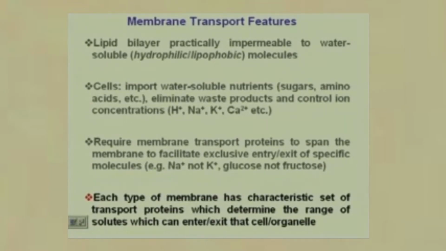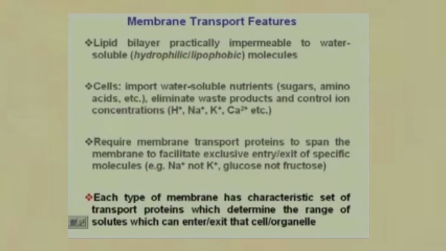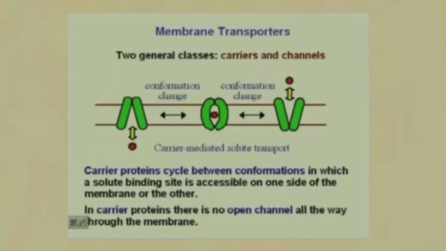It is like a security control. Each of these membrane proteins will exactly determine what type of ions or molecules are going to enter the cell and when they are going to enter the cell. All this is controlled by these transport proteins. Now the membrane transporters, that are these proteins, are actually of two general classes. The two general classes are carriers and channels.